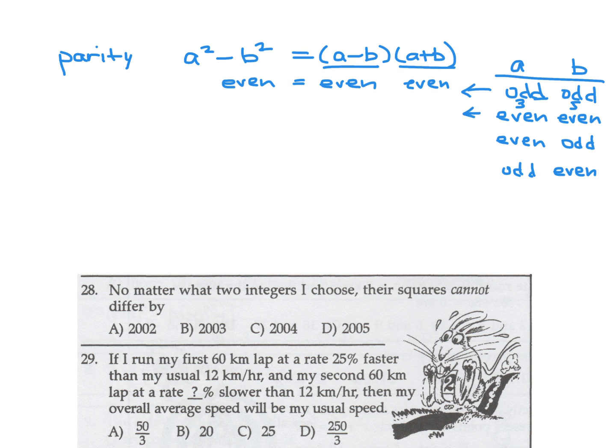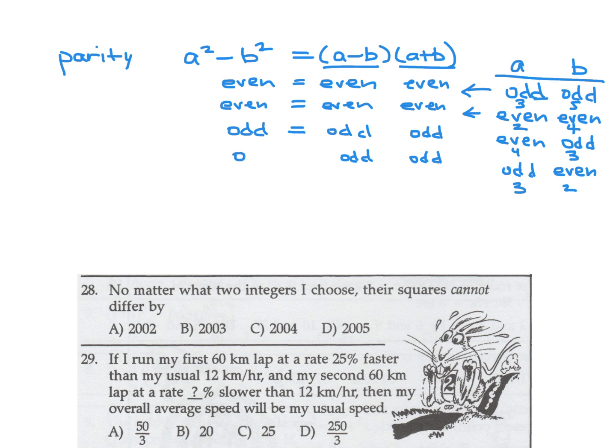For this one, even and even, so let's use 2 and 4. It doesn't really matter what numbers you use, but just to make it easier to understand, that would be even and even, which again is even. Okay, great. How about even and odd? So we can use 4 and 3. So that's going to be odd and odd. And odd times odd would be odd, right? And then finally, odd and even. So we can use 3 and 2. So that would be odd and odd again. So then that would be odd.